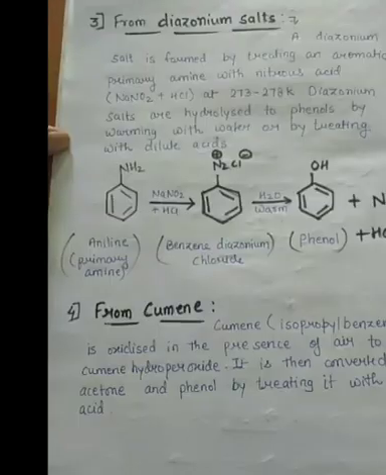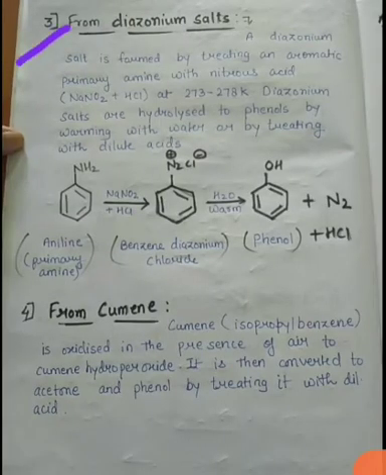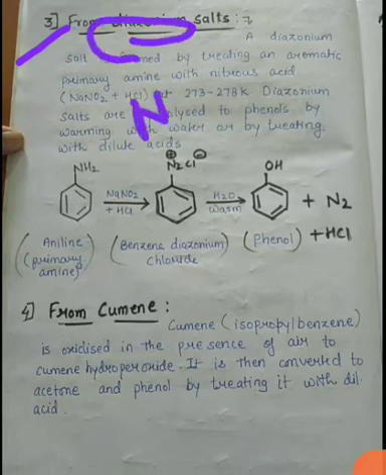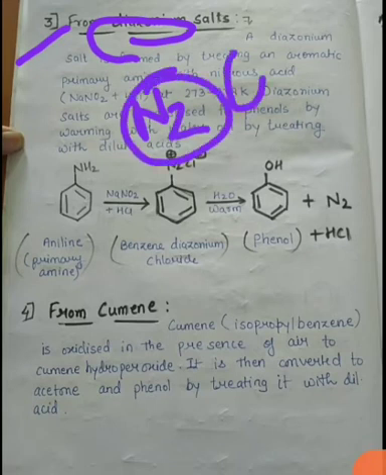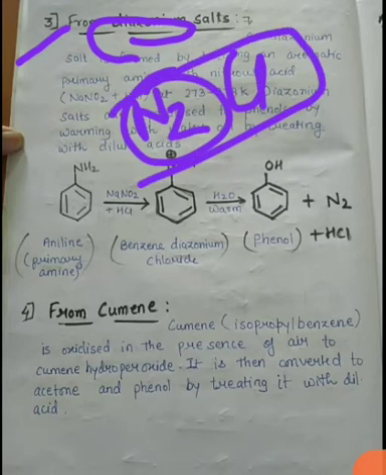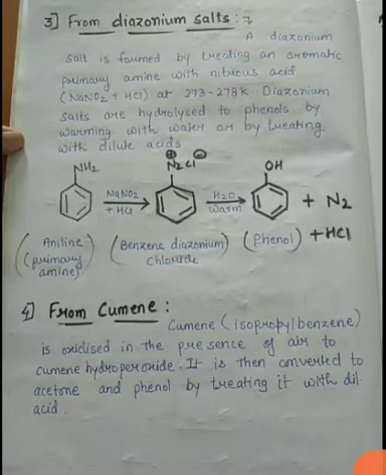Now students, talking about the third, that is from diazonium salt. Students, diazonium is basically N2, and as it is a salt, it will be Cl. Okay, this is basically a diazonium salt. It is formed by treating an aromatic primary amine with nitrous acid at 273 to 278 Kelvin. So students, you have to look for this.